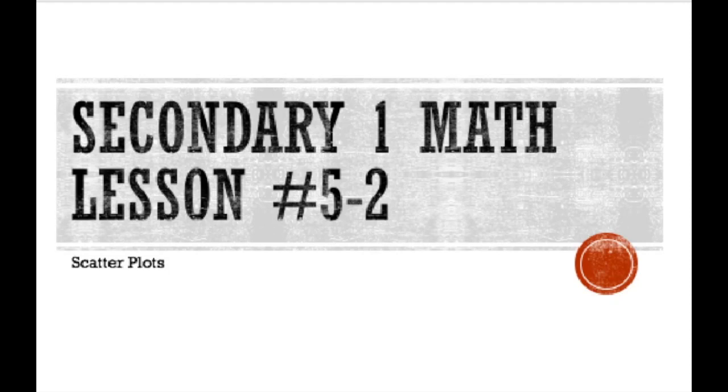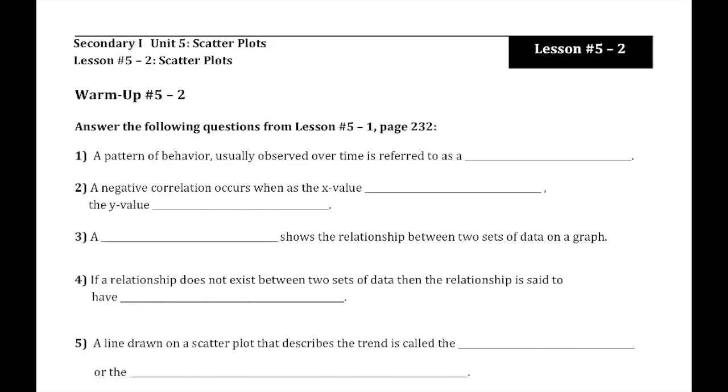This video covers Lesson 5-2 for Secondary 1 Math, Scatter Plots. Warm-up 5-2. Answer the following questions from Lesson 5-1, page 232. Number 1. A pattern of behavior usually observed over time is referred to as a blank. Well, it is referred to as a trend.